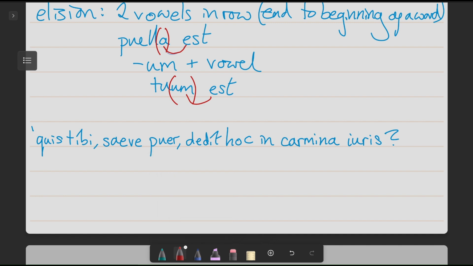This is also hexameter. Maybe I'm biased for hexameter, but oh well. Quis tibi saeve puer dedit hoc in carmina iuris. There is no elision, and you might think, oh wait, but there's an A and an I next to each other. Should there not be elision? This is because the I acts as a consonant. I hope that's how you spell it.